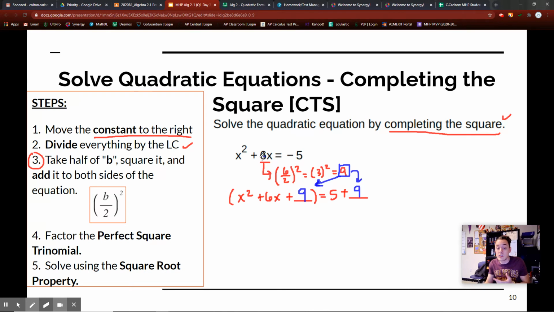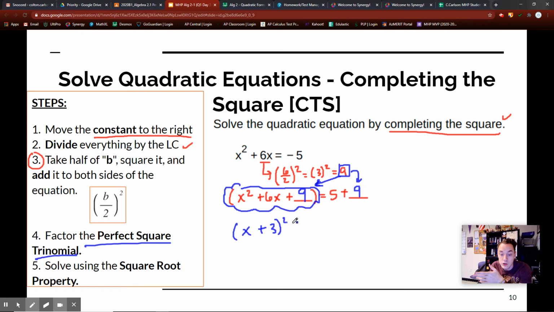Now, originally this is not a perfect square. But now I'm creating the square so that this can be factored as a perfect square trinomial, which it is. I can now factor this. What's that perfect square trinomial? x plus 3, squared.